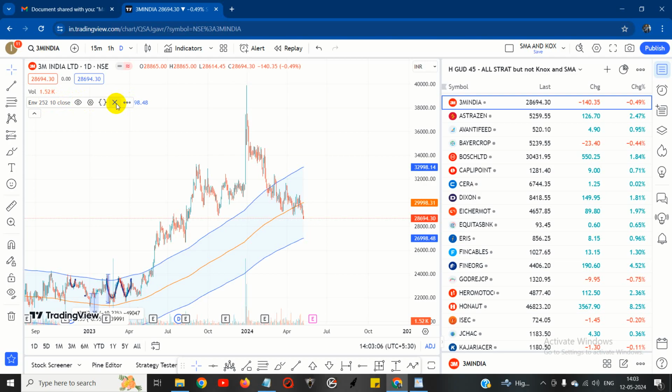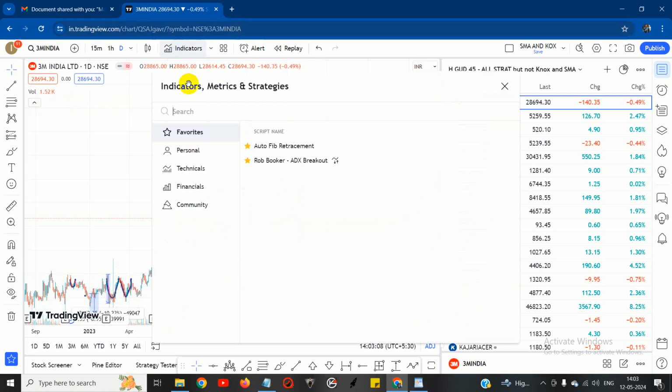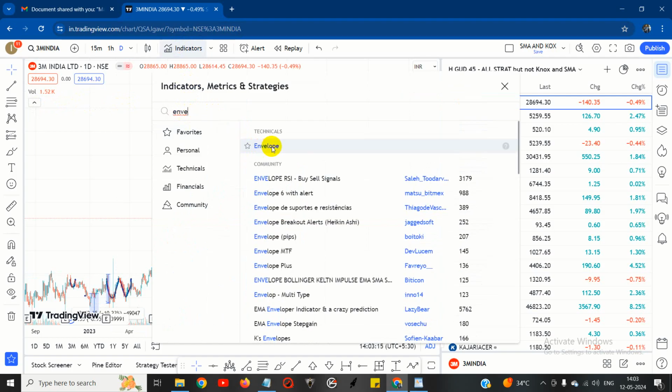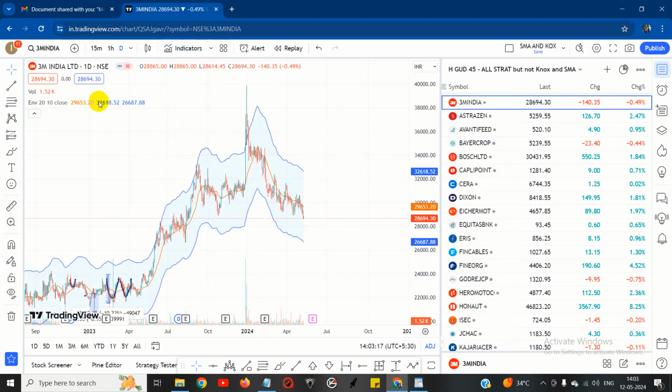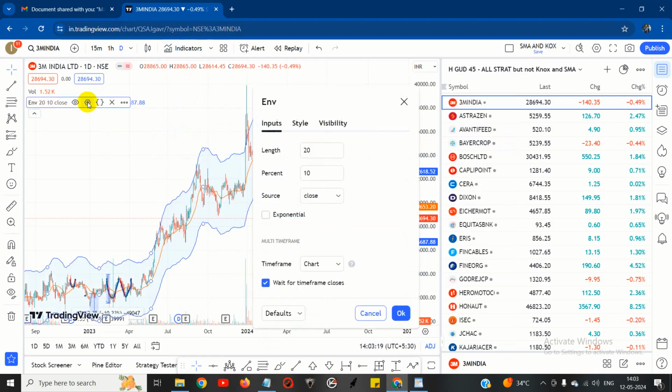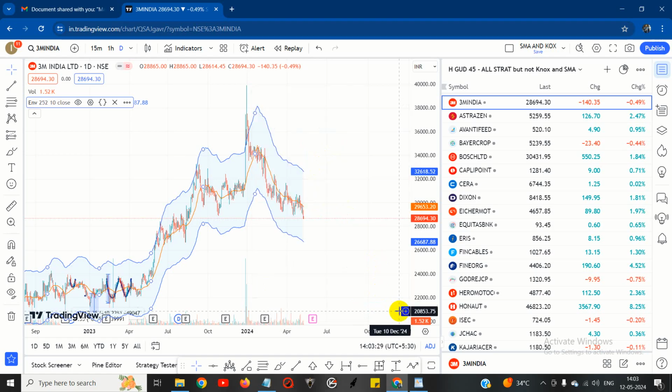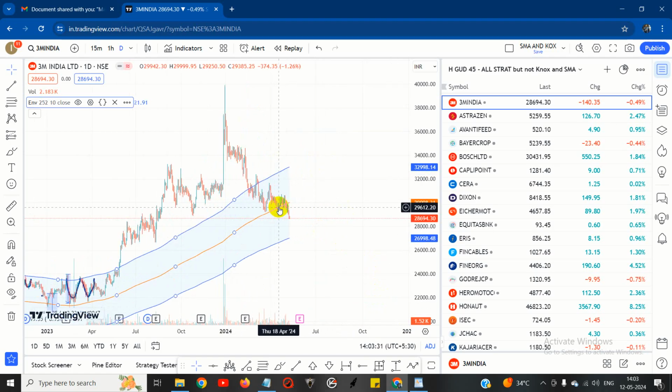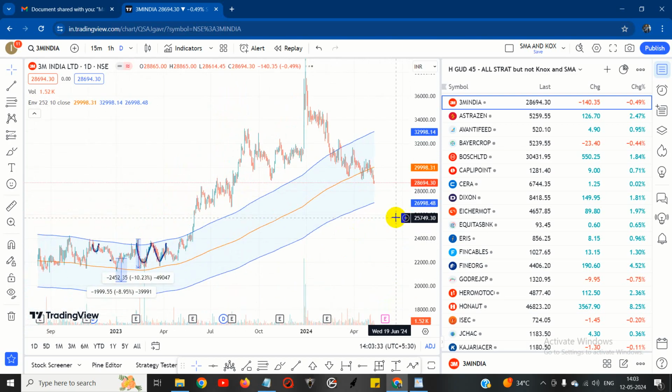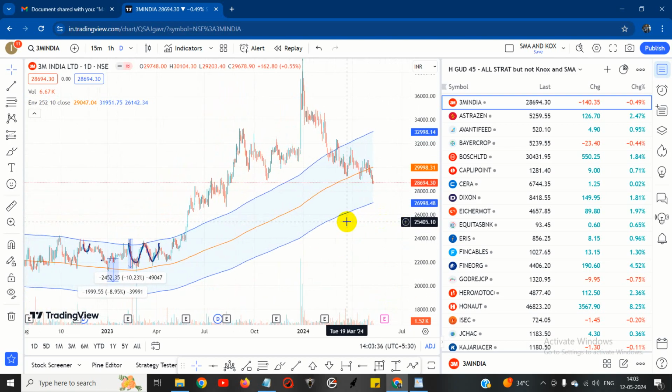First of all, you need to add it. For example, I will go to indicators and type envelope. Here you can get the envelope. I will change some settings. The length will be 252 days, because a stock generally used to come down in 252 days, and the percentage will be 10, for close. Okay, fine. So this is the graph that has been created.